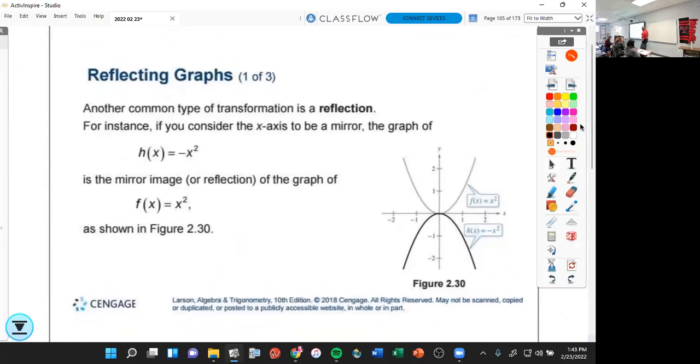Reflections. To have a reflection, a is going to be negative. If you see a is negative, it reflects. So here you have 2 graphs. You have the graph of h of x, which is negative x squared, the dark one down below, and f of x, the parent function, up above, a little bit lighter. It's just a mirror image.